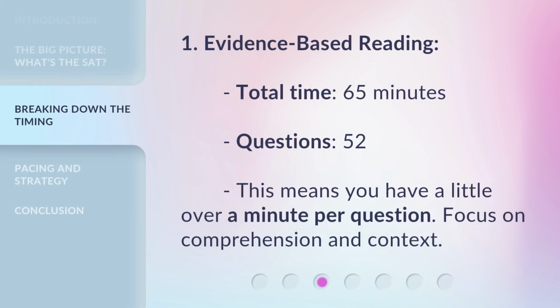1. Evidence-based reading. Total time, 65 minutes. Questions, 52. This means you have a little over a minute per question. Focus on comprehension and context.